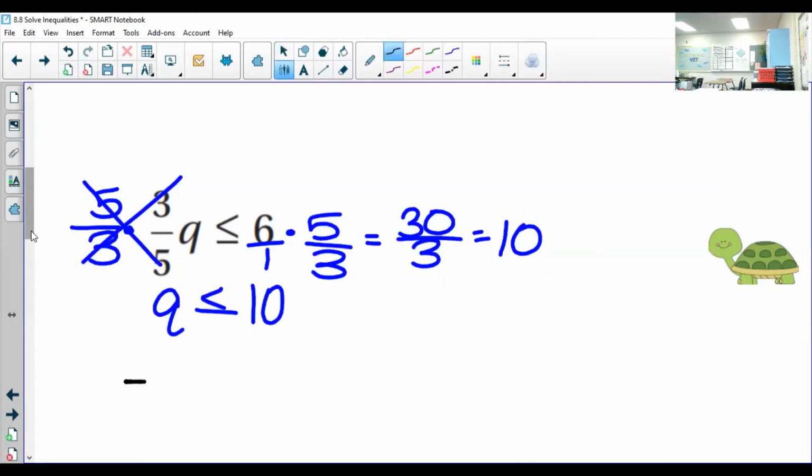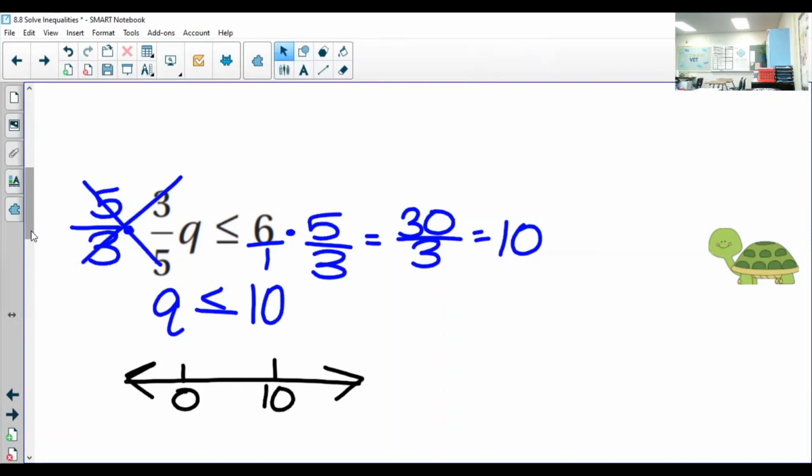Draw my number line. 0, 10. And we are doing less than or equal to, so we have to have a shaded in, closed circle, and we want everything to the left.